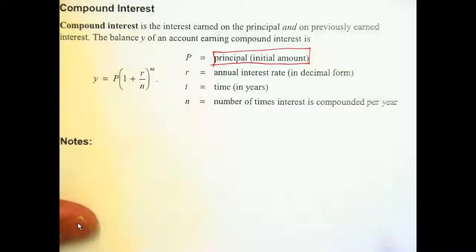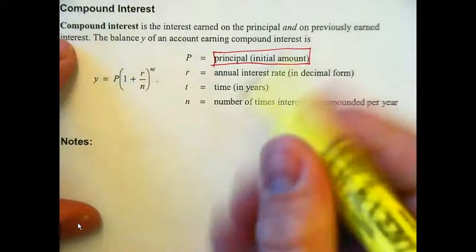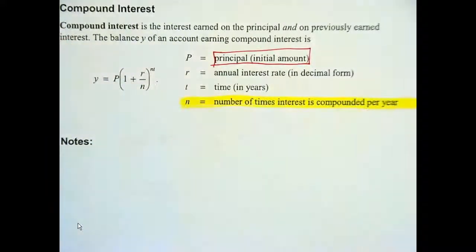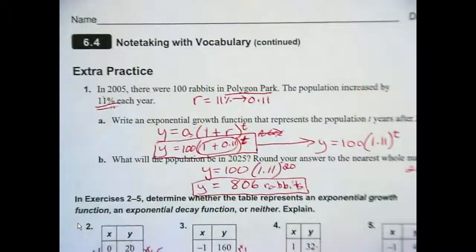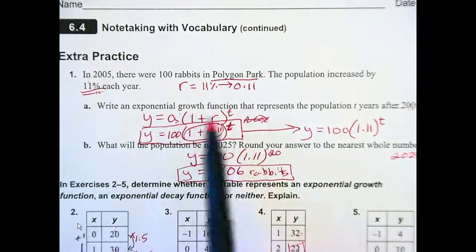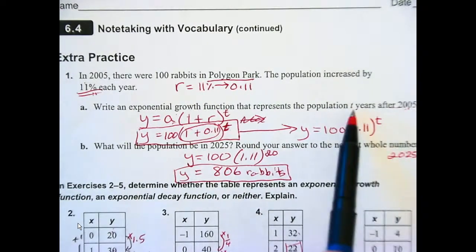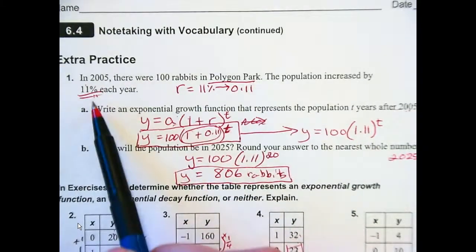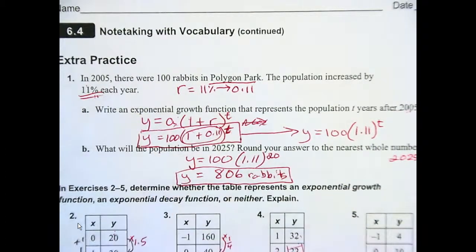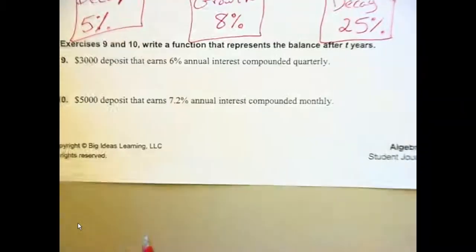The only new piece is the number of times the interest is compounded per year. Everything we've done so far, it's been once a year. They haven't even said anything about it because it's always once a year. But when we worked through our problems yesterday, up here it said write an exponential growth function that represents population t in 2005. It said each year it increased by 11%. Everything's been yearly. Well, on these bottom problems, notice they don't go yearly anymore.